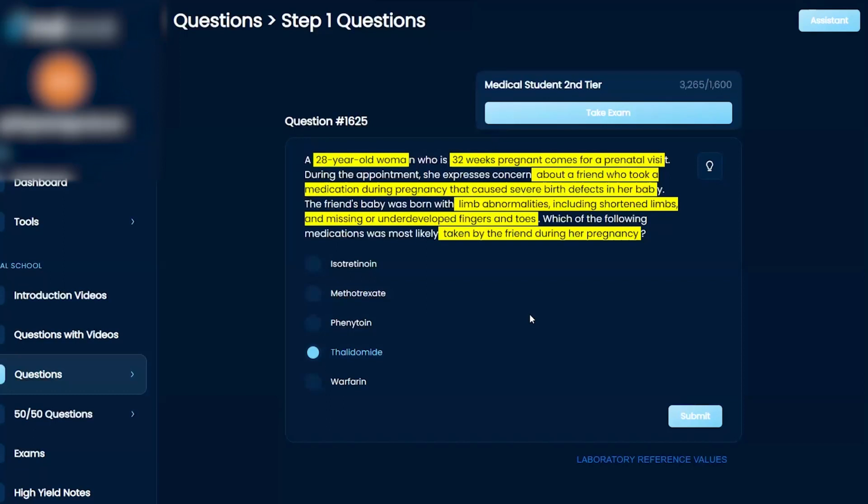Methotrexate is going to be more of a stillborn baby, something that's going to cause an abortion. Isotretinoin, I know, is bad. I don't know necessarily what it causes in pregnancy, but I don't think it causes limb abnormalities. And warfarin is also very bad. So I'm going to go ahead and say thalidomide is my final answer.